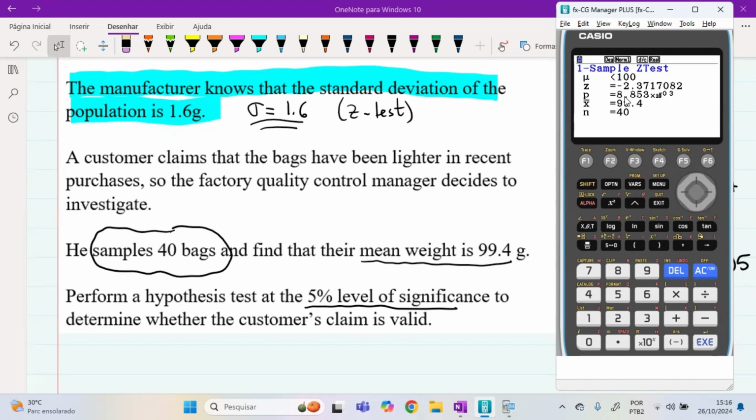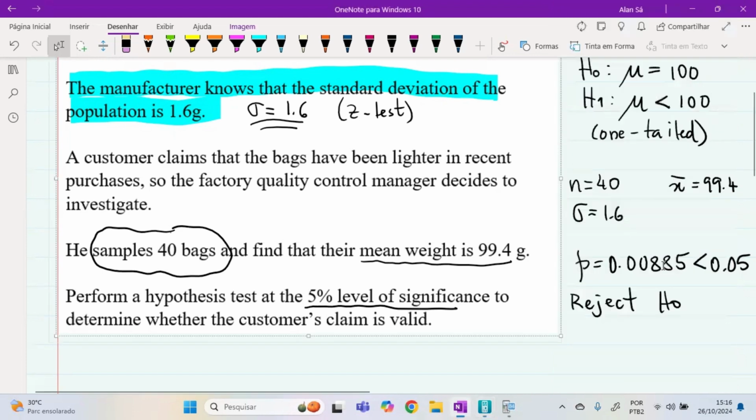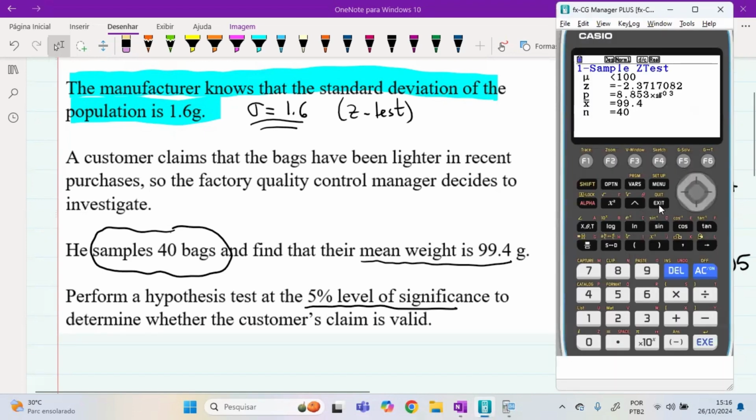So we got the same value, but in this case, the calculator gives it in standard form, 0.00885. So we got the same result.